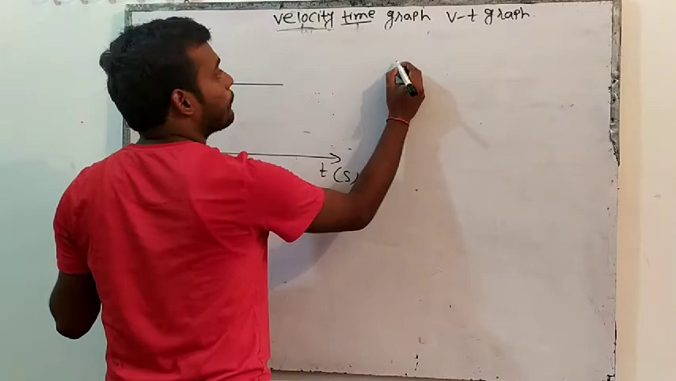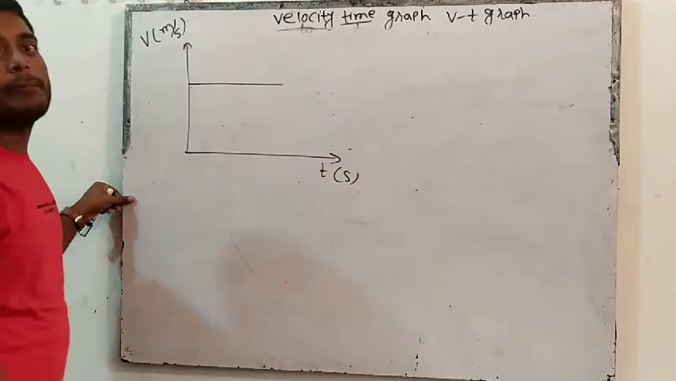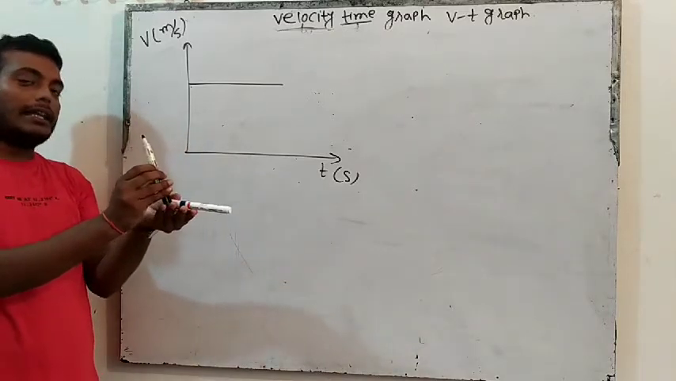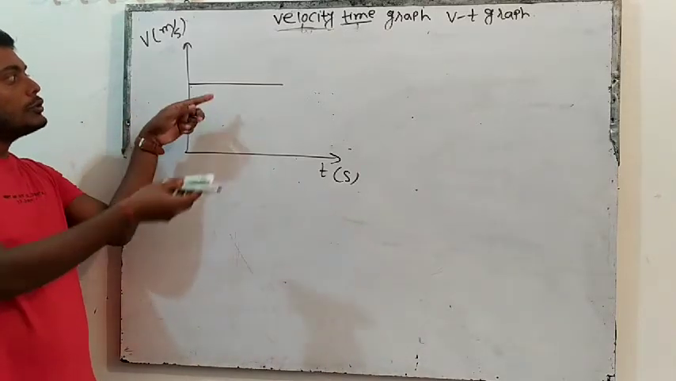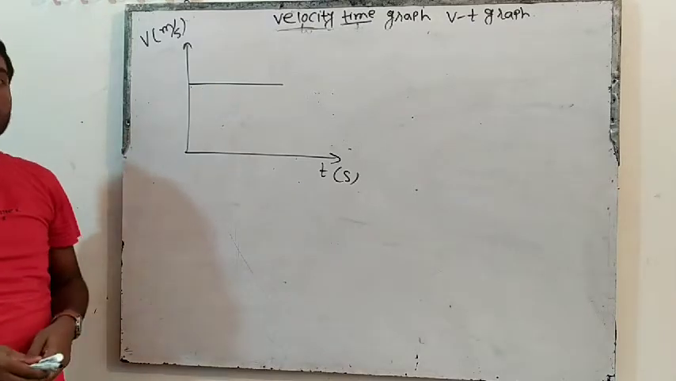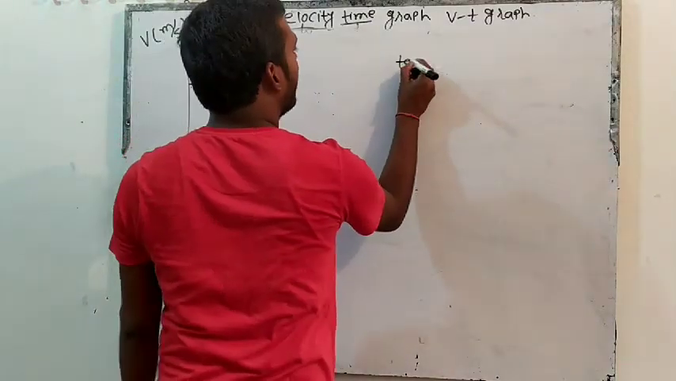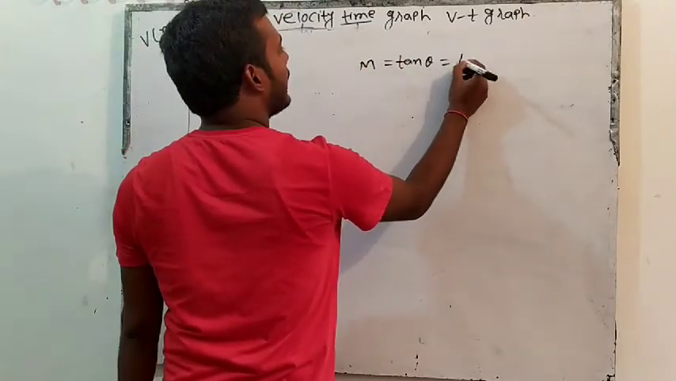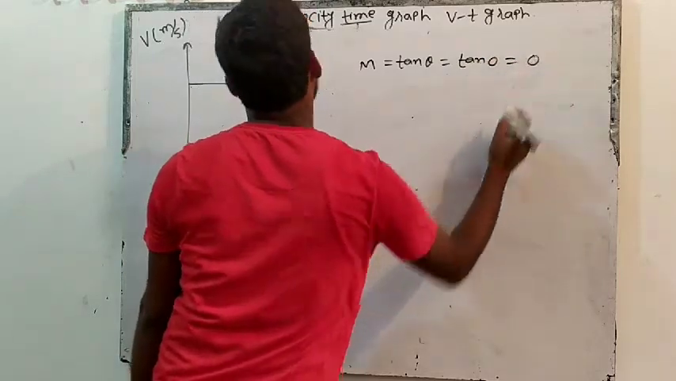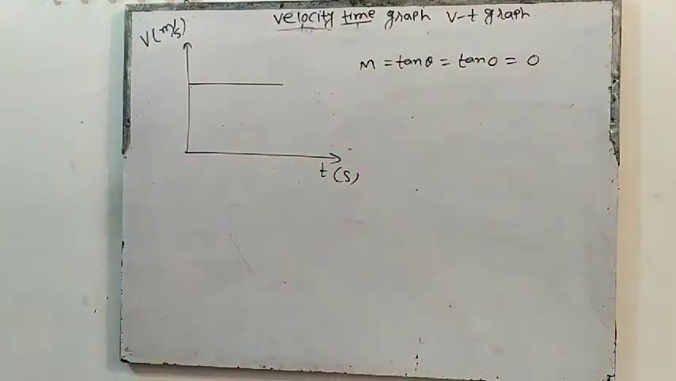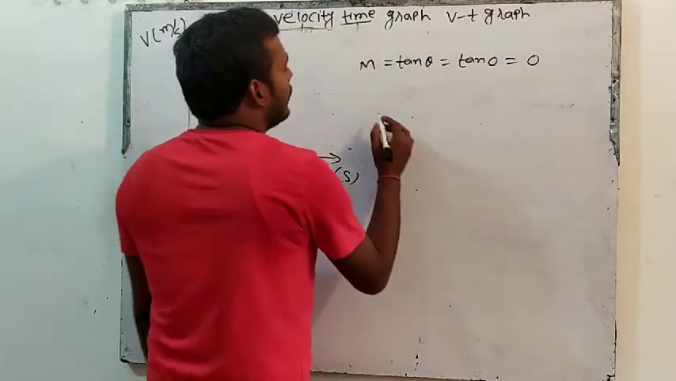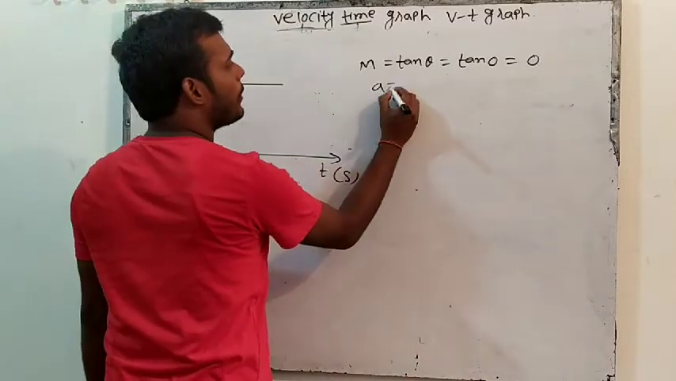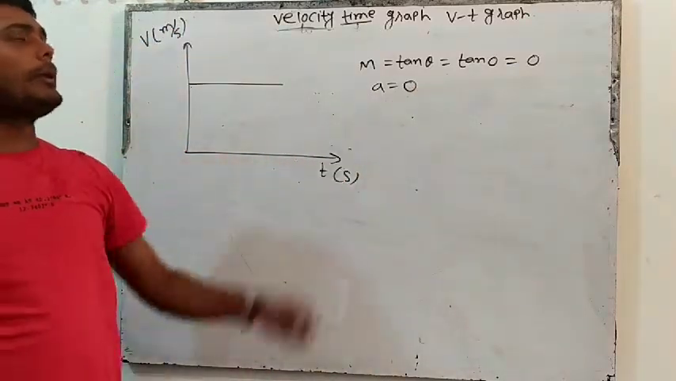Here see, velocity time graph slope gives us information about acceleration. Here the angle is 90, 80, 70, again 0. So this line is making how much angle with the x-axis? Theta equals 0. So tan theta will be how much? Tan theta gives us information about slope, and here theta is 0. So slope is tan 0, which means 0. This graph slope is 0. That means, since velocity time graph slope gives us information about acceleration, acceleration will also be 0.